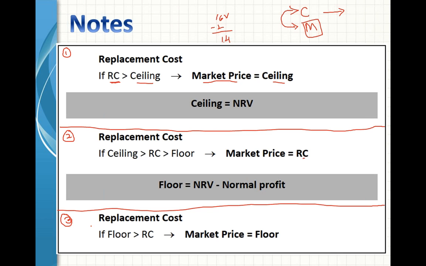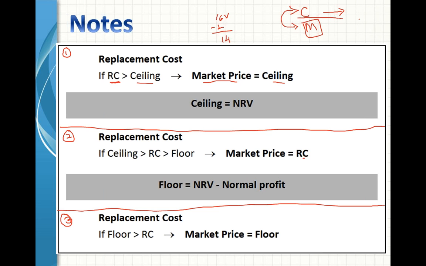In the third scenario, if the floor is greater than replacement cost, we understand that floor is the difference between net realizable value and normal profit. Means from net realizable value, when you deduct normal profit, you will get floor. If floor is greater than the replacement cost, your market price will be floor. So you'll have to write floor here. So based on these situations, you will be finding either NRV as market price, or replacement cost as market price, or floor.